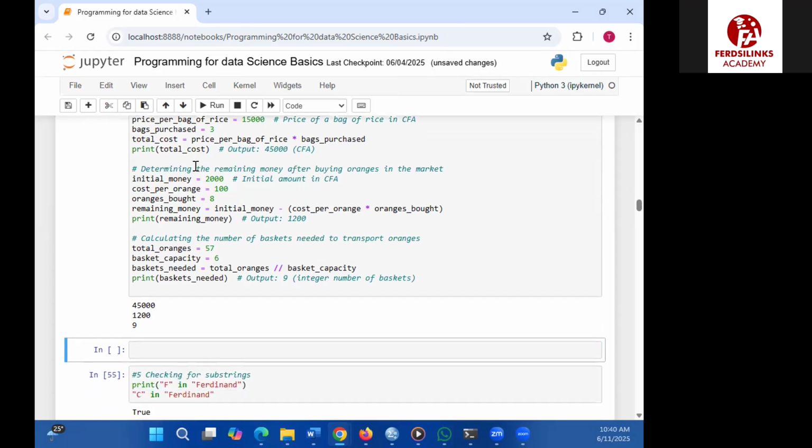And we look at determining the remaining amount after buying oranges in the market, which is also another exercise. Initial amount was this, price per orange was this, remaining money, how much you had. You went to the market and what you bought, what is left. Initial amount minus what you bought should give you that remainder. And so I'm just giving us the possibility of doing different calculations with what we have. Any question or any challenge in that scenario?